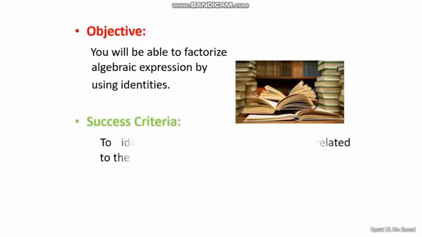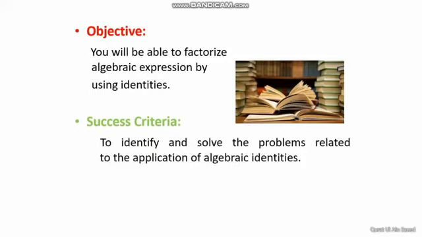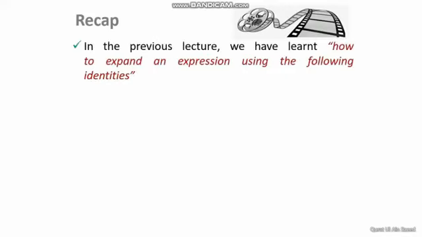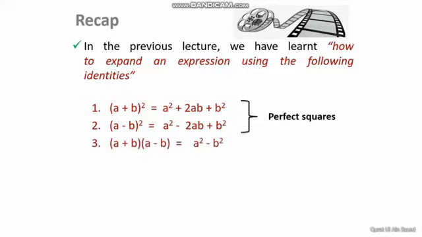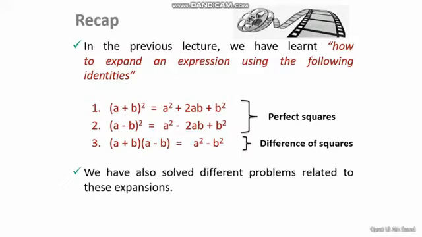But before going to the discussion of today's topic, let us first recall the lecture of week number 3. In the previous lecture, we have learned how to expand an expression using the following identities. Number 1, (a plus b) whole square equals a square plus 2ab plus b square. Number 2, (a minus b) whole square equals a square minus 2ab plus b square. These two identities are known as perfect squares, while the third one, (a plus b) into (a minus b) equals a square minus b square, is known as the difference of squares. Students, we have also solved different problems related to these expansions.